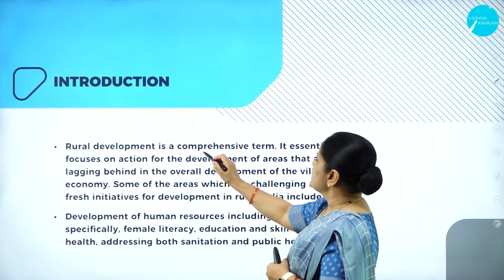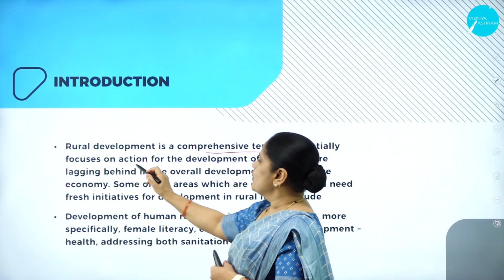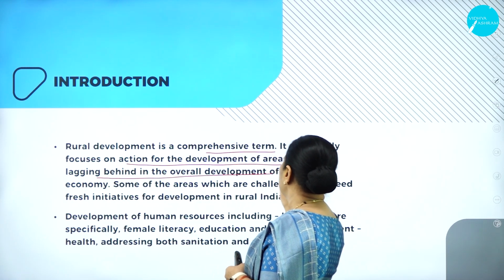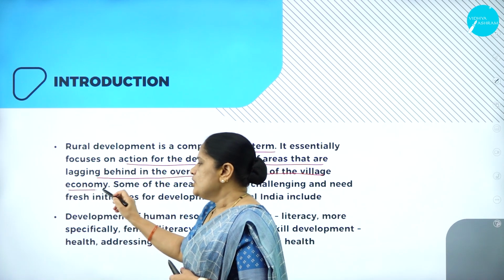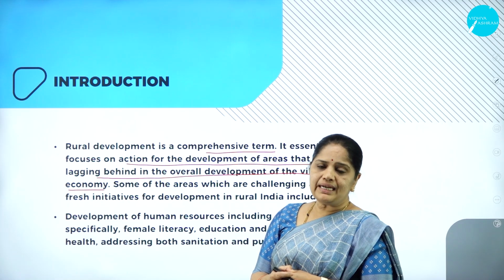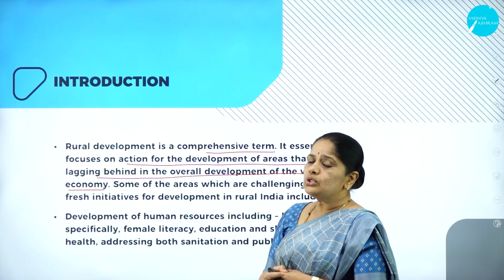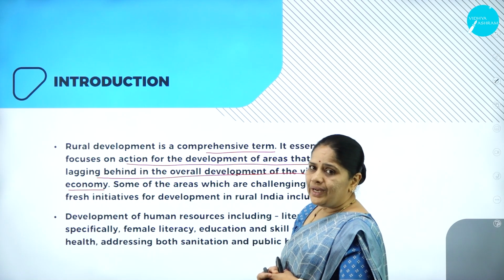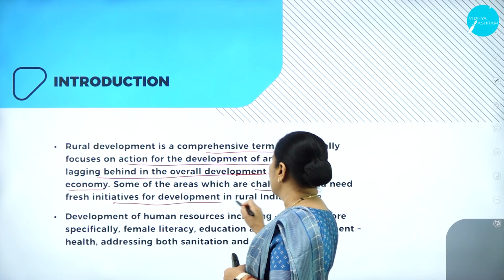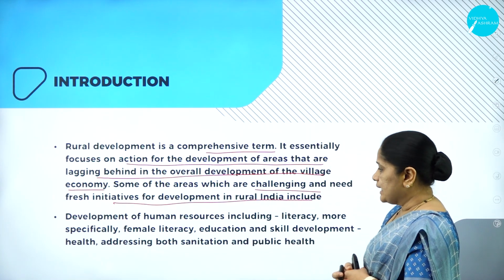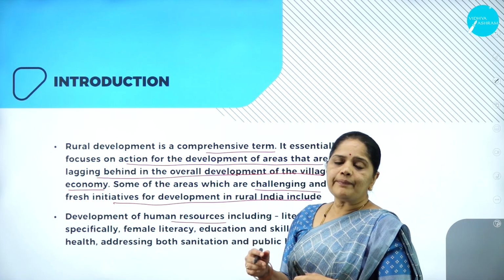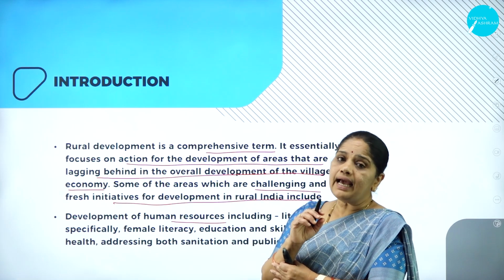So, rural development is a comprehensive term. It essentially focuses on action for the development of areas that are lagging behind in the overall development of the village economy. So, by rural development, we mean the areas of development in the village economy. All those areas which are lacking in the village economy. Some of the areas which are challenging and need fresh initiatives for development in rural areas include development of human resources. We have to develop those areas in the village economy which are lagging behind.